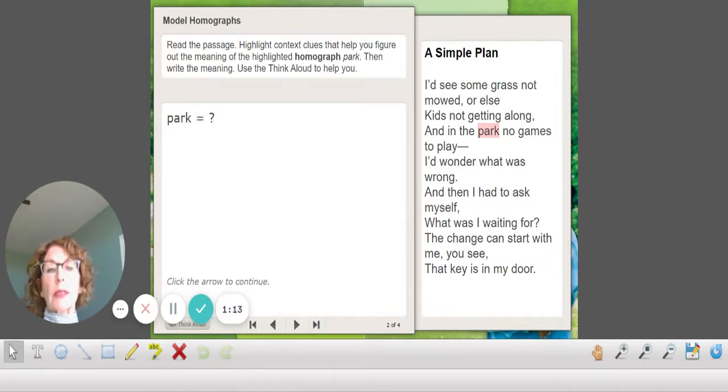I'd see some grass, not motor owls, kids not getting along, and in the park, no games to play. I wonder what was wrong.